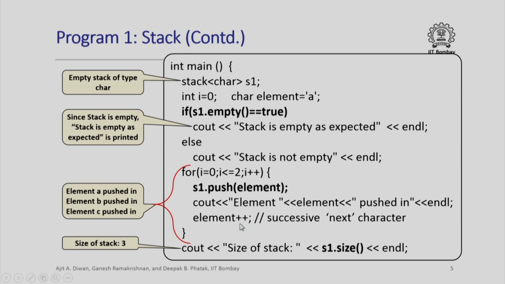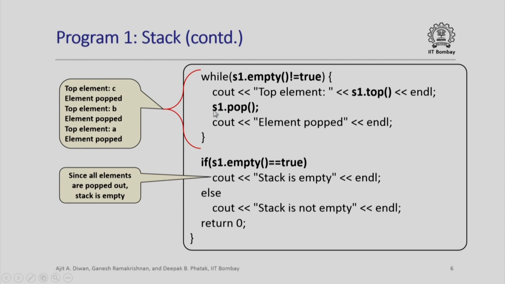Note that this will increment the ASCII code which is contained in element. Therefore, I will get the successive next character. When I go to the next iteration, it will push B. In the next iteration, it will push C. Therefore, at the end of this iteration, I would have pushed A, B and C as 3 characters on the stack. The size of the stack is indicated by S1 dot size. What size should it output at this stage? Well, 3, because there are 3 elements in the stack. Now, let us look at examining the top and then popping out one element at a time.